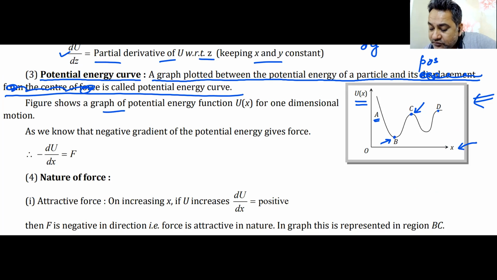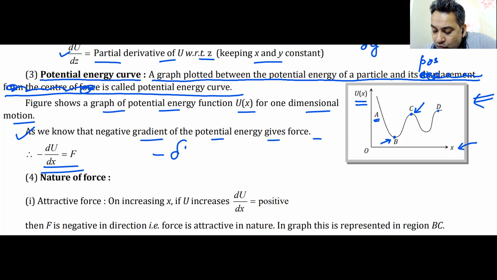This graph shows the value of potential energy for one-dimensional motion. We know that the negative gradient of the potential energy gives force. They have written minus dU, but it is not dU, you should write it as minus del U by del x. It's only a one-dimensional force, so that will be equal to your force. That is what we have done. Please note it down.